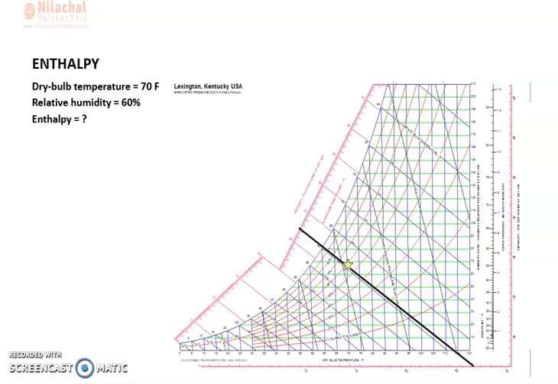Then you can calculate enthalpy also. These are the enthalpy lines above the saturation curve. Same at 70 degrees Fahrenheit and 60% relative humidity, cutting here, draw an inclined straight line, and here you see how much the enthalpy is. So from the graphical representation in the psychrometric chart, easily you can calculate any thermodynamic properties.